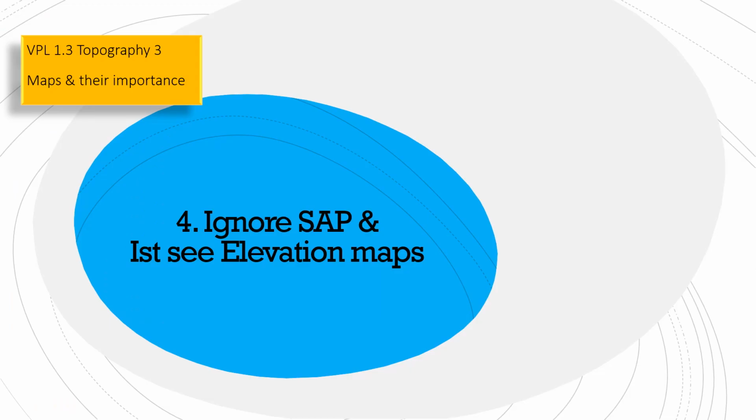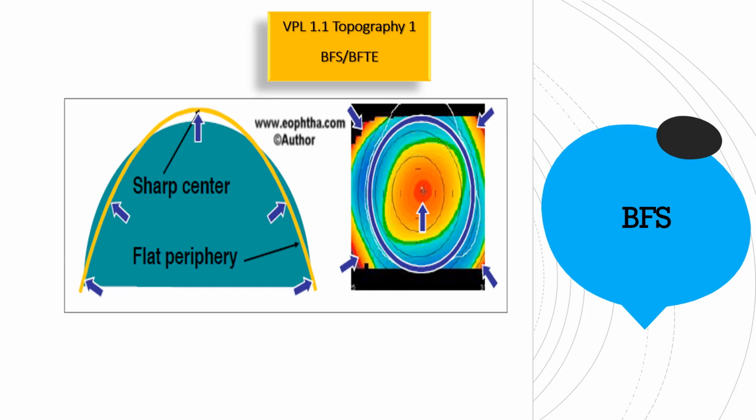Then we go to number 4, and it is important. Ignore the SAP maps and first look for the elevation maps, which are more important and which give you more information. And this is clearly described in VPL 1.3, which is maps and their importance. You need to have a clear idea of best fit sphere and best fit toric ellipsoid, and that is well explained in VPL 1.1. The green one is the normal cornea or best fit sphere, and the yellow line is actually a patient's cornea, and you compare it with the best fit sphere.